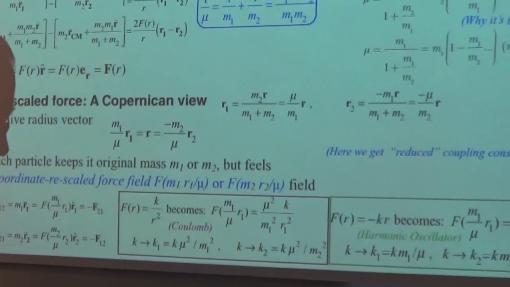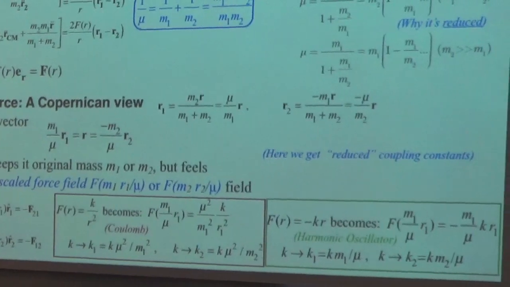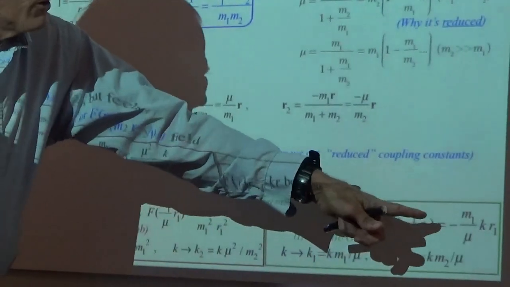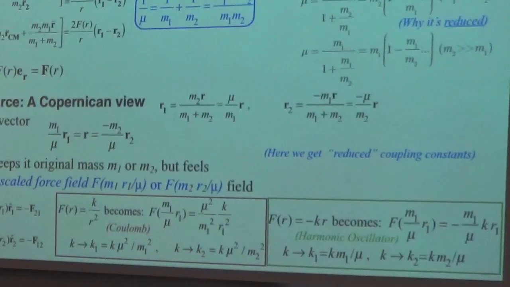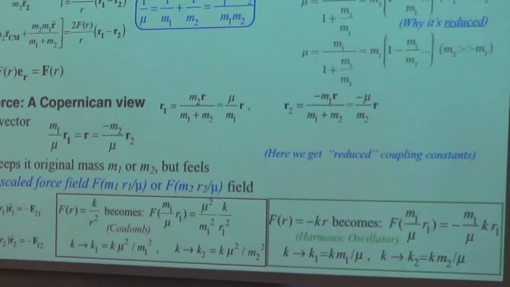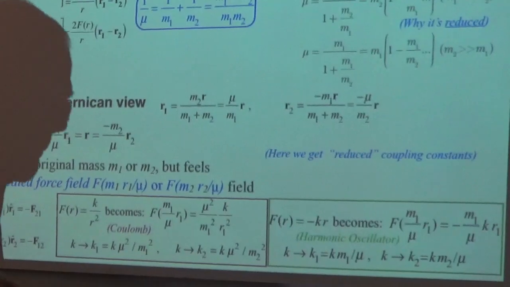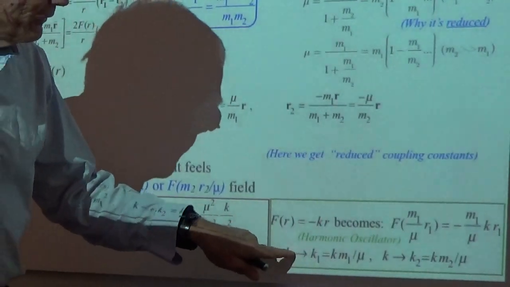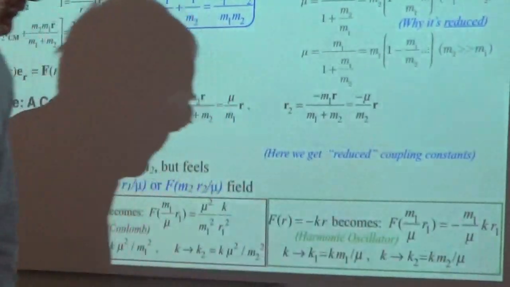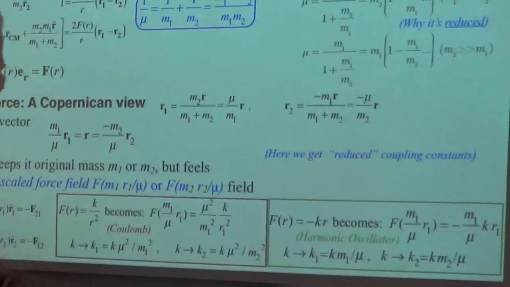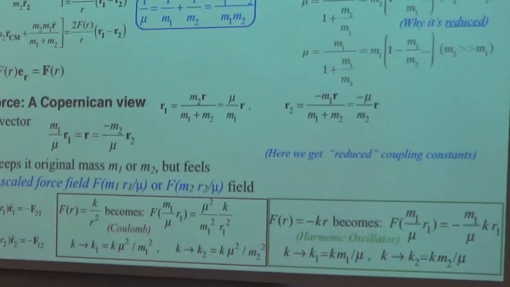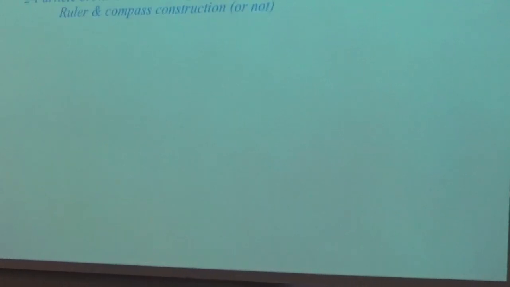And here's the oscillator. If you do it for the oscillator, which is a first order linear force, the Hooke's law, then you replace the Hooke's constant with this. That's a much simpler replacement than this one, since this is inverse quadratic for the force. So that's the basic idea.